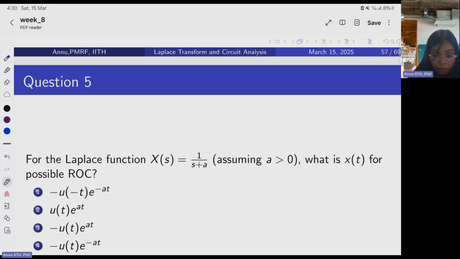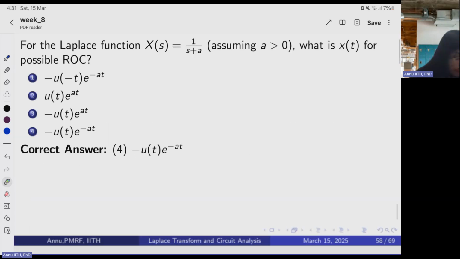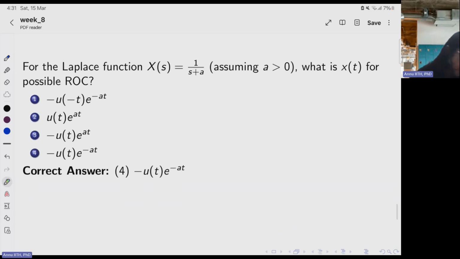What will be the answer? Answer is very simple. It is u(t) times e to the power of minus at, or minus u(-t) times e to the power of minus at, depending on the ROC. Why is it minus 1? The answer is minus u(-t) e to the power of minus at.